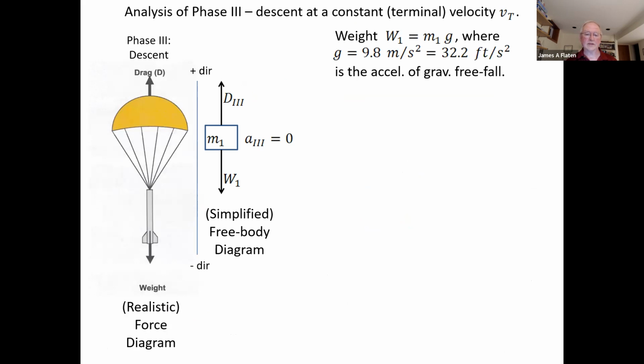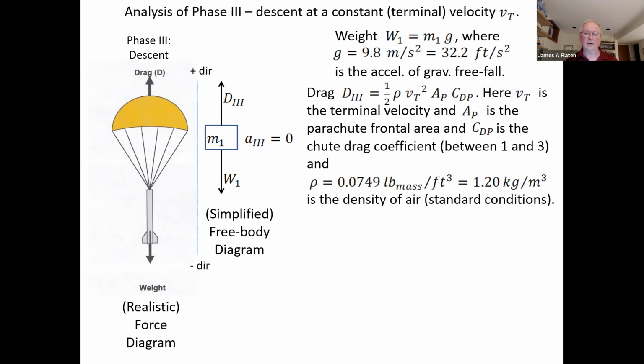And so the weight, the downwards force W, can be calculated as m times g. G in this case is the gravitational constant associated with the Earth. So that would be 9.8 meters per second squared in the metric system, 32.2 feet per second squared in US customary units. This is the rate at which something would accelerate if you just let it fall freely.